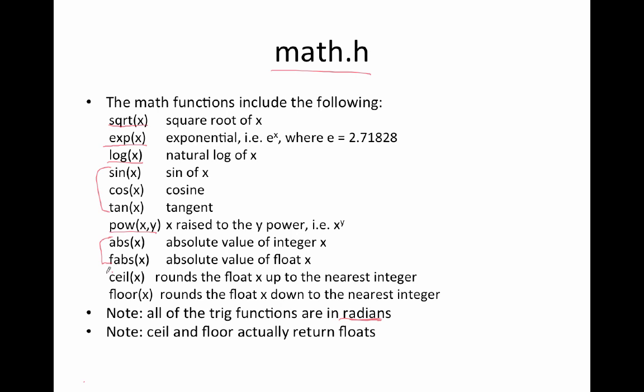And then there are two functions, ceil and floor, that conceptually take a float and round it up to the nearest integer, that's what ceil does, or down to the nearest integer, that's what floor does. But they actually return floats. So for example, if you said ceil(3.7), that would round that up to the nearest integer 4, but actually returns it as a float 4.0.